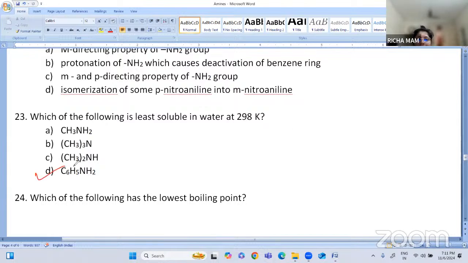Remember that aromatic amines are insoluble in water. Why? Because of the larger hydrocarbon part, which tends to retard the formation of hydrogen bonds. So whenever you have aromatic compounds as compared to aliphatic amines, the aromatic compounds are least soluble in water. So option D is the answer. Option D. Remember that.